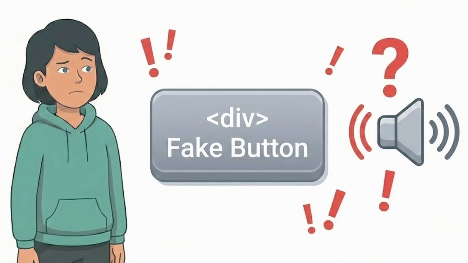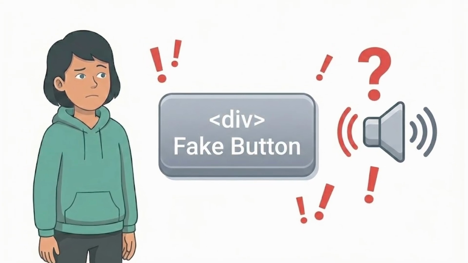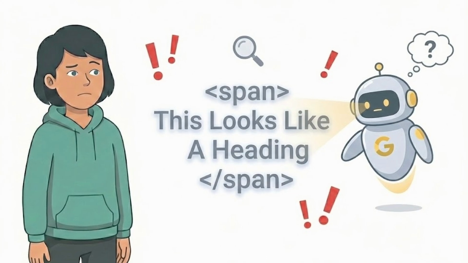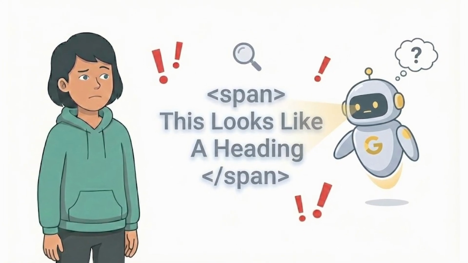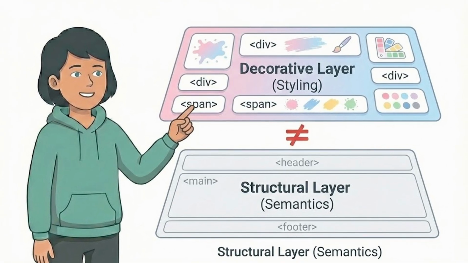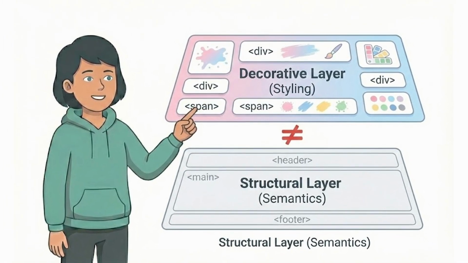If you make a button using div, a screen reader won't know it's clickable. If you make a heading using a span, Google won't know it is a topic. Those are for decoration, not for structure, which means those don't have any meaning.